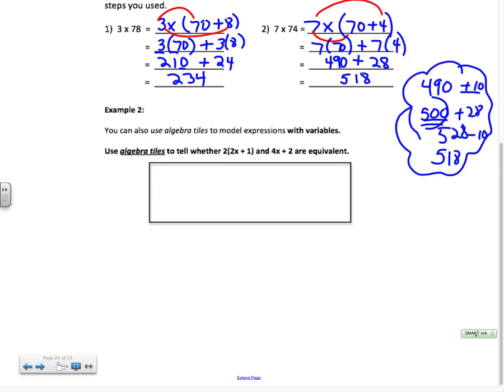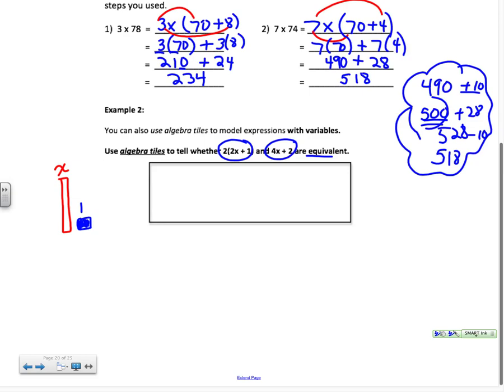All right, example 2. You can also use algebra tiles to model expressions with variables. I know you don't have tiles in front of you, but I am going to let this long tile be an x, a variable that we don't know what the number is. And I am going to let this blue one represent the integer 1. Use algebra tiles to tell whether 2 times (2x plus 1) and 4x plus 2 are equivalent. Do those two mean the same thing?